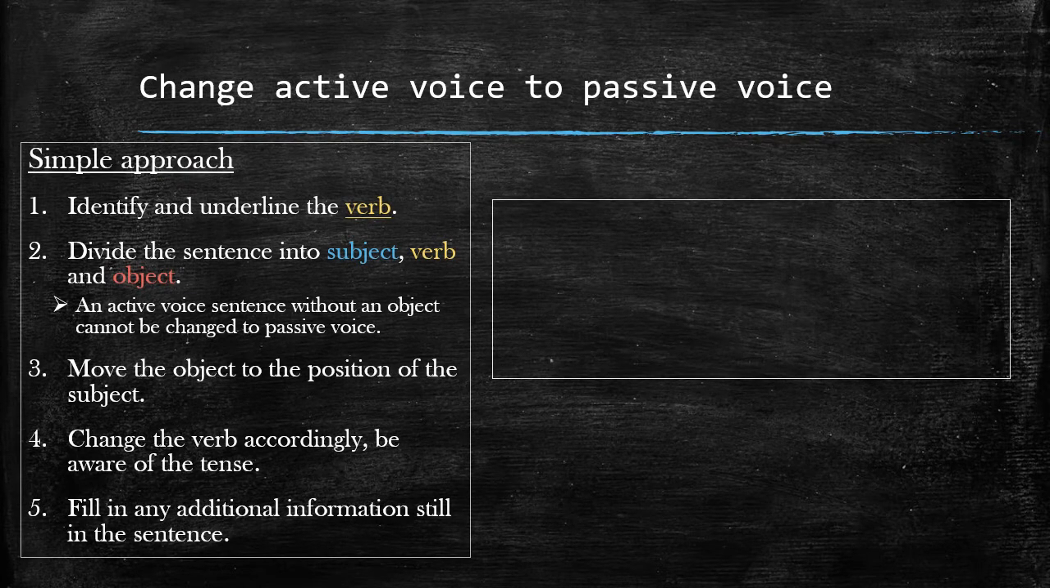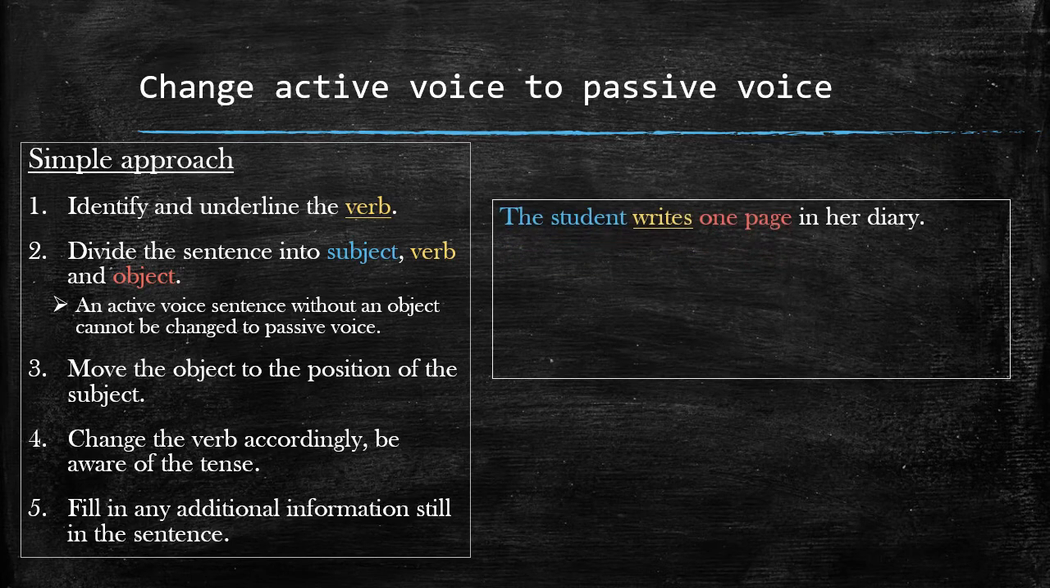One of the most common ways of working with the active and the passive voice in the exams is to ask the learner to change the active voice sentence to the passive voice. It is a fairly simple process to follow. Look at the 5 steps indicated on the left. Firstly, identify the verb, underline it, divide the sentence into subject, verb, and object. Just a side note there, an active voice sentence without an object cannot be changed to a passive voice. The next thing you do is you move the object of the original sentence to the position of the subject. Then you change the verb accordingly. Please be aware of the tense. And finally, you fill in any additional information.